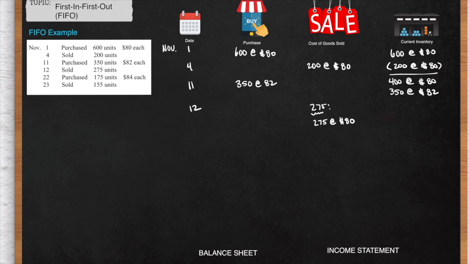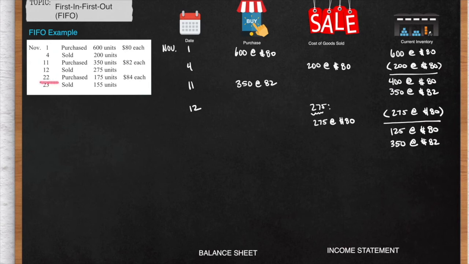I'm going to update my inventory, the very last column. So 275 at $80. I'm going to put brackets around it because I'm subtracting it from inventory. That leaves us with 125 units at $80. Remember, that's the older inventory remaining. And we still have that 350 units at $82. So I'm going to still put that down because that didn't leave the warehouse. So 350 units at $82.